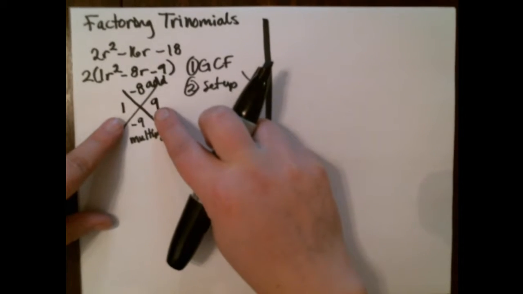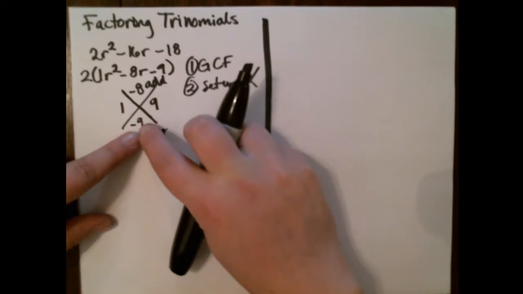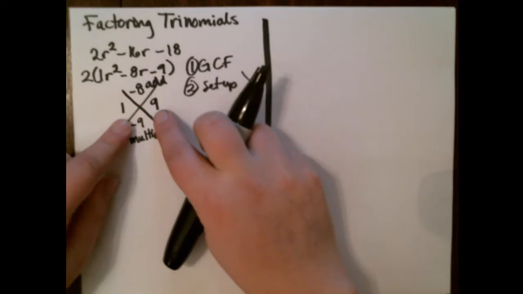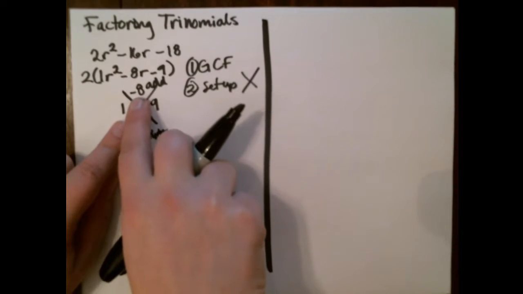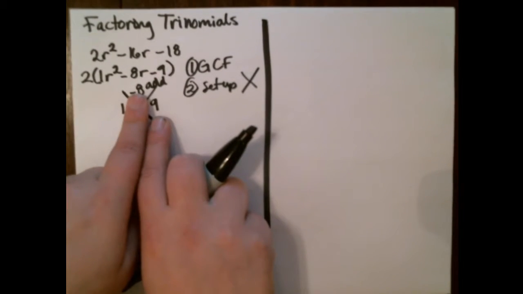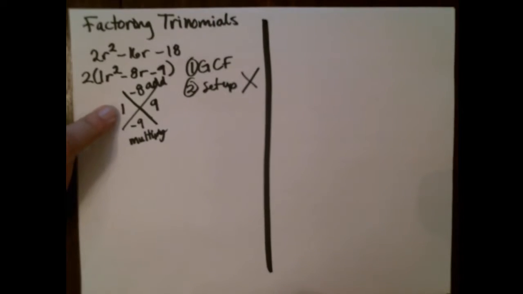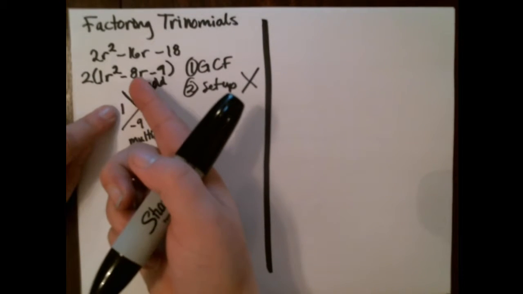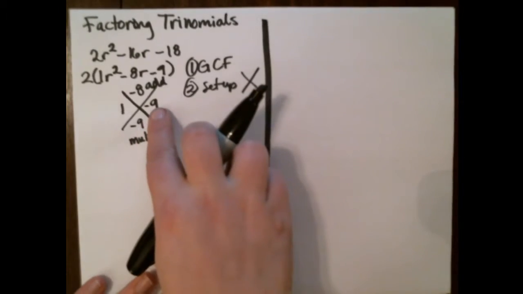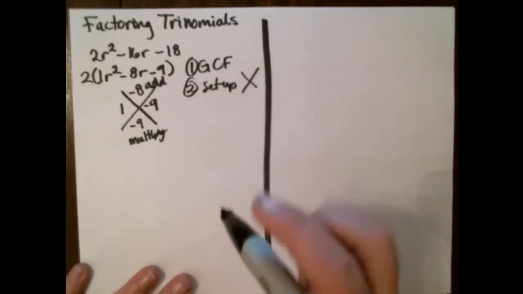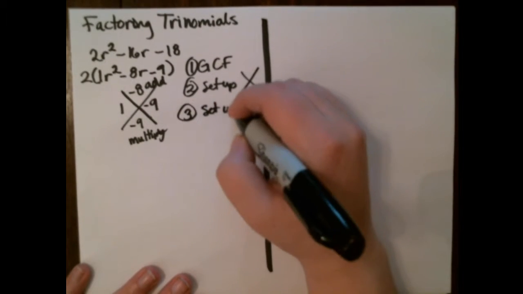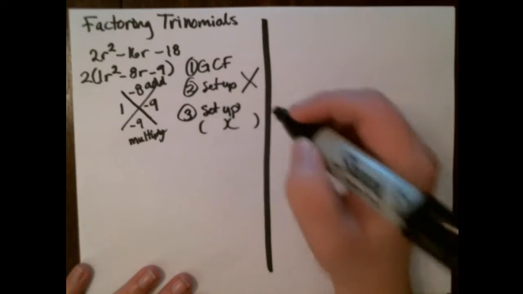Now 1 and 9 multiply to positive 9, but I want a negative. So if I want a negative, one of those has to be negative. It wouldn't matter which one, except for that's a negative 8. We need to choose one of these to be negative so that they add to a negative 8. If I put the negative on the 1, it would be 9 minus 1, which would be a positive 8. So that will not work. If I put the negative on the 9, that's a negative 9 plus 1, so I get a negative 8, and that works perfectly.